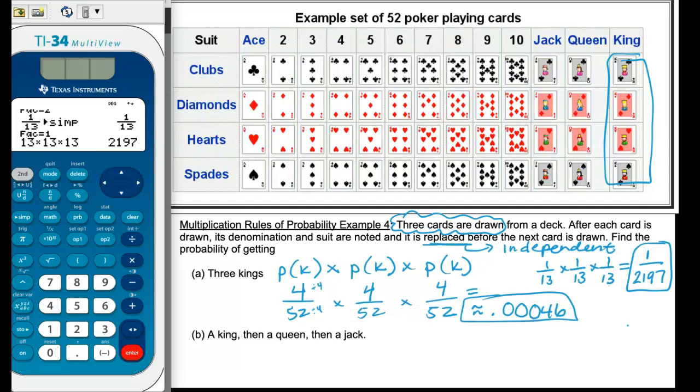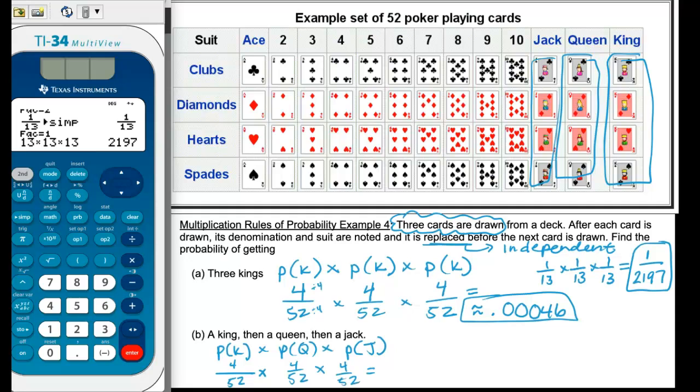Let's look at the second example. So the probability of getting a king, and then a queen, and then a jack. Okay. And so in this case, we're going to look at the king first. So there are 4 out of 52 kings in the deck. We replace that card, shuffle it. There are 4 out of 52 queens, and there are 4 out of 52 jacks. So this is actually the same exact problem that we just did. So this is also 1 over 2,197, or approximately 0.00046.